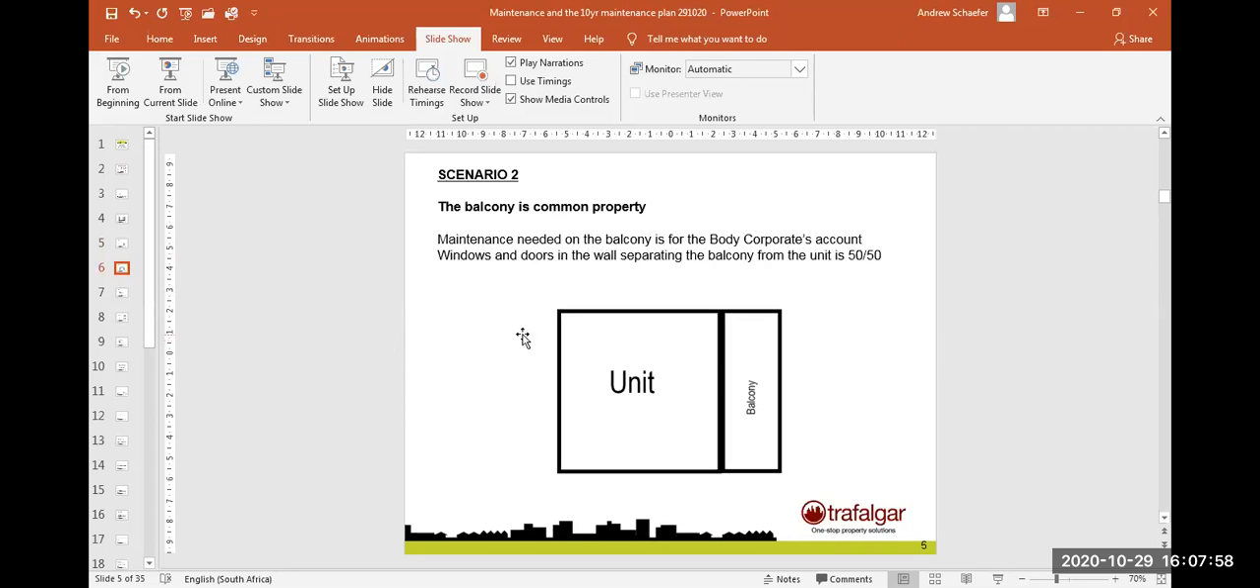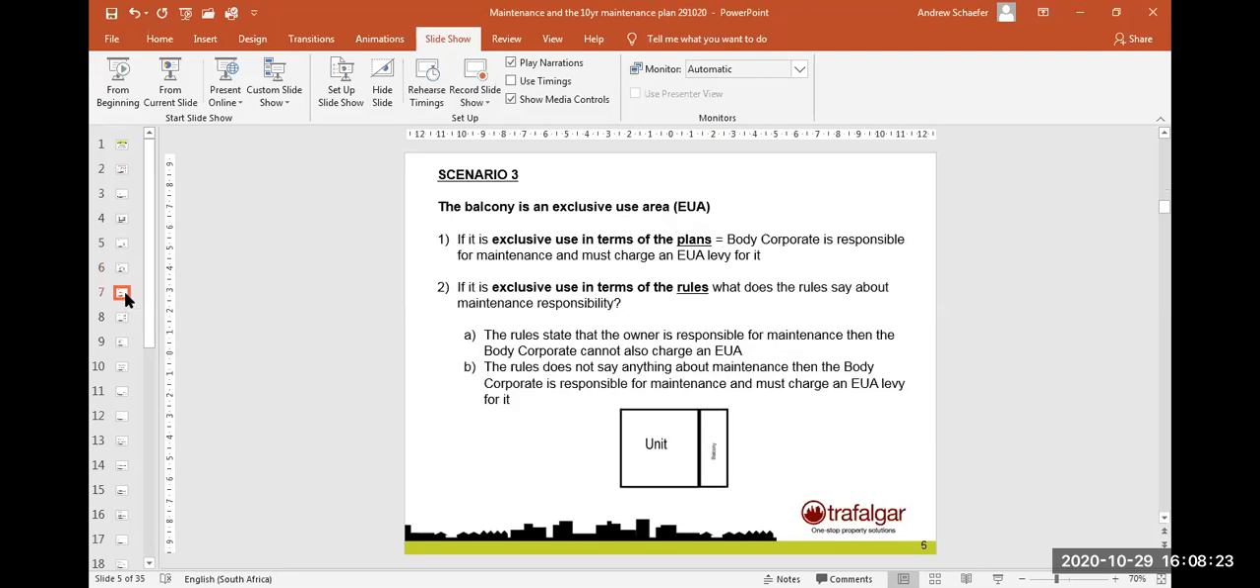Right, so in terms of this slide, your balcony is common property. So because of the fact that your median line runs between the unit and the balcony, that is the middle line, your balcony is common property, your unit belongs to the owner, and as a result, any wall, floor, or windows leading from the unit to the balcony would be a 50-50 split between the body corporate and the owner. We can move to the next slide.